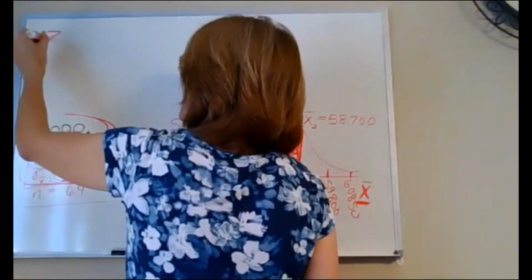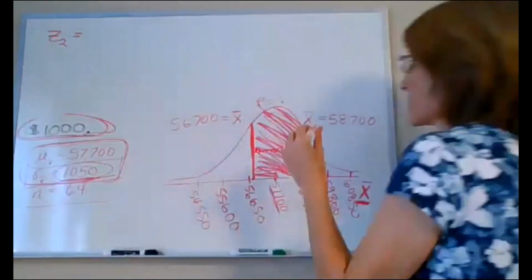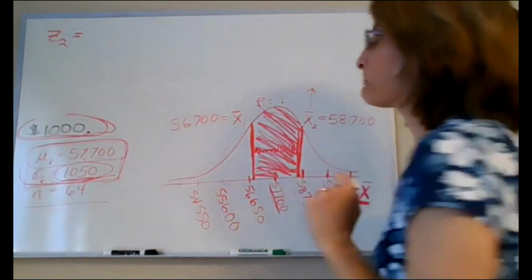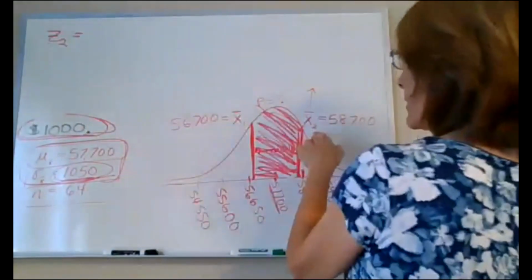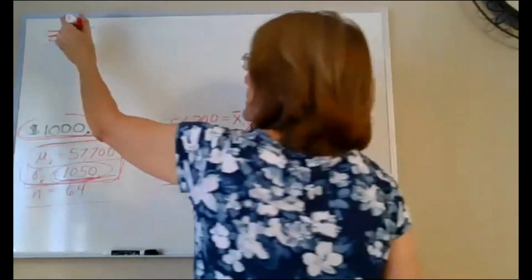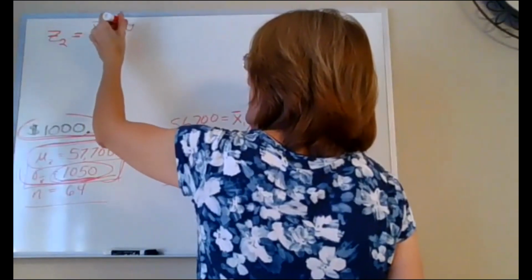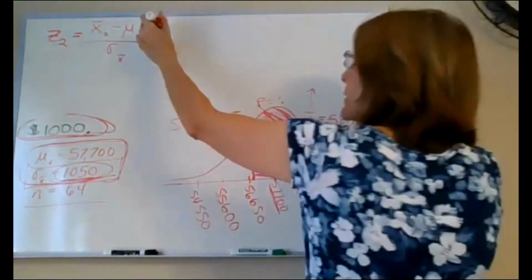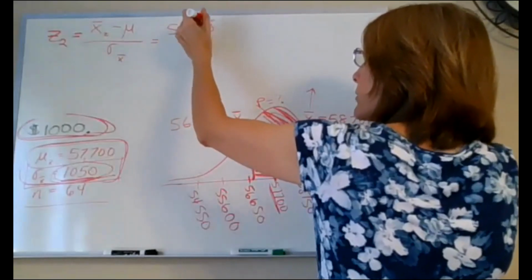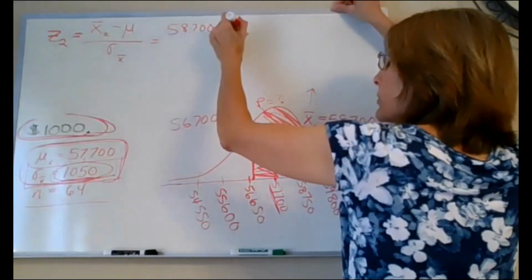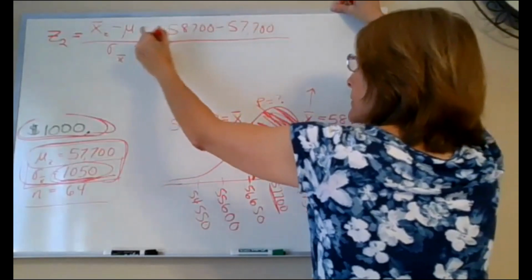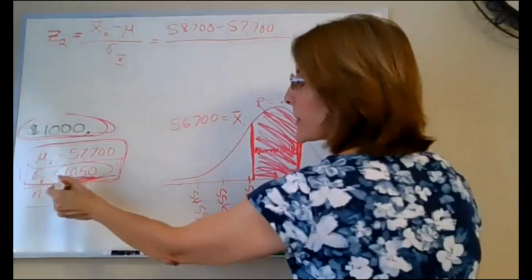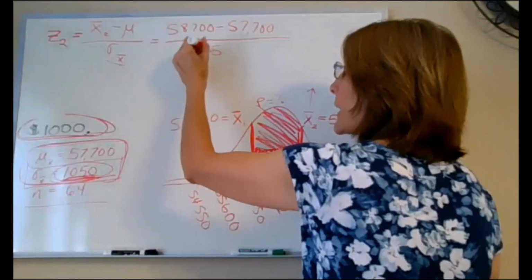So let's get Z2 first. That's the bigger one. So we want to convert this X bar here to a Z value so that we can look up the probability. So this is going to be X bar, let's call it X2 bar, minus the mean over the standard deviation. So it's going to be 58,700 minus the mean. There's something you'll notice pretty quickly. Divided by the standard deviation of X bar. So for this particular one with the size 64, remember the standard deviation was 1050.